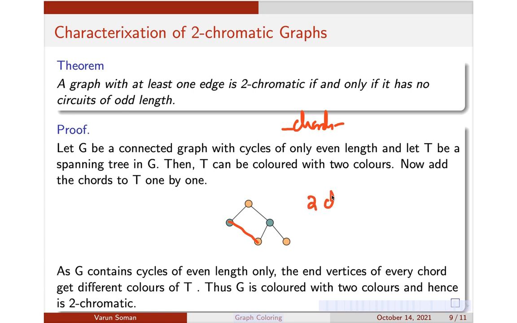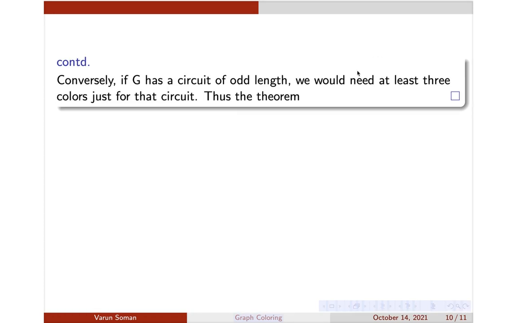Just go through this again and try to visualize this proof using the diagram. Only if you understand the diagram will you understand this proof. So if it has no cycles of odd length, it will be two chromatic, and the reverse we have also discussed: suppose it has cycles of odd length, it will not be two chromatic. That is the contrapositive method. Suppose it has circuits of odd length, you will need at least three colors. So we have used the contrapositive method here. This is also an interesting theorem.